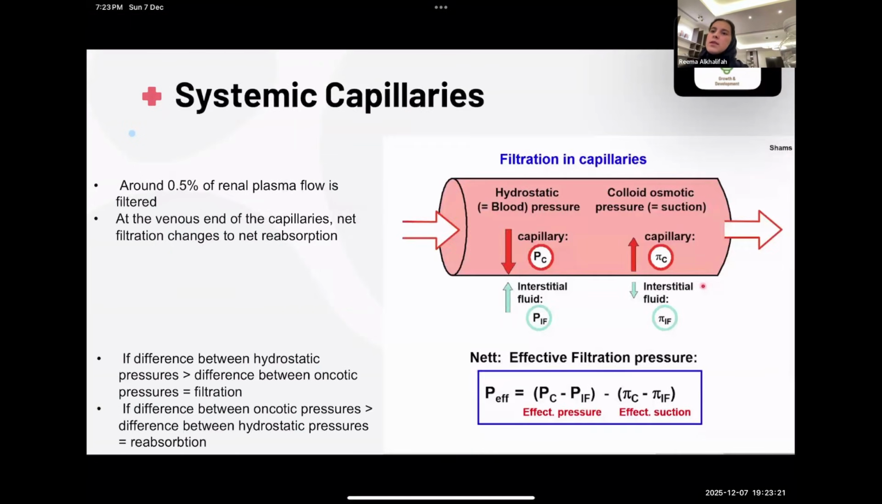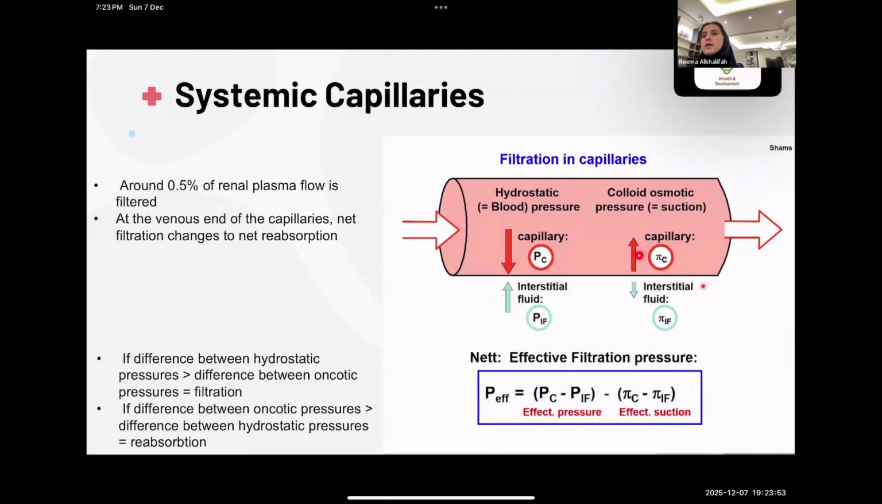So, now those are the Starling forces, 4 forces. It's divided into the hydrostatic forces and the oncotic or colloid osmotic pressure. It has two names. You can call it either way. Now the hydrostatic pressures, they push fluid out. So hydrostatic capillary pressure pushes the fluid out into the interstitial fluid. The hydrostatic interstitial fluid pushes fluid back into the capillary.